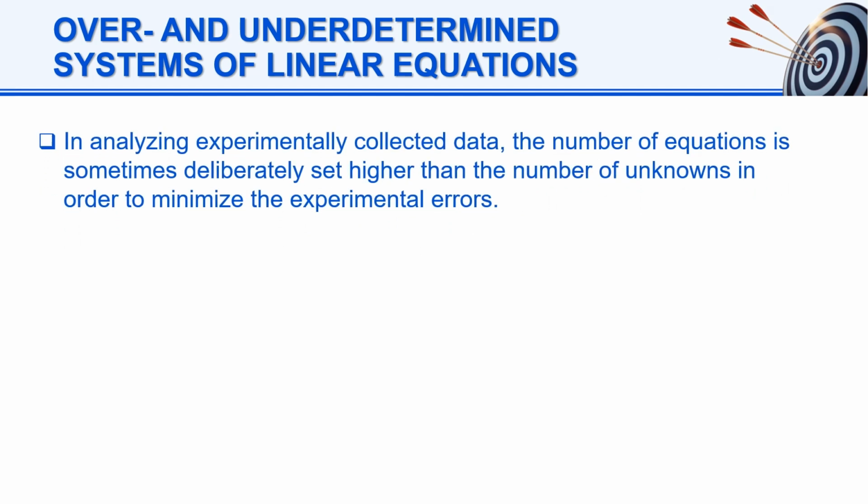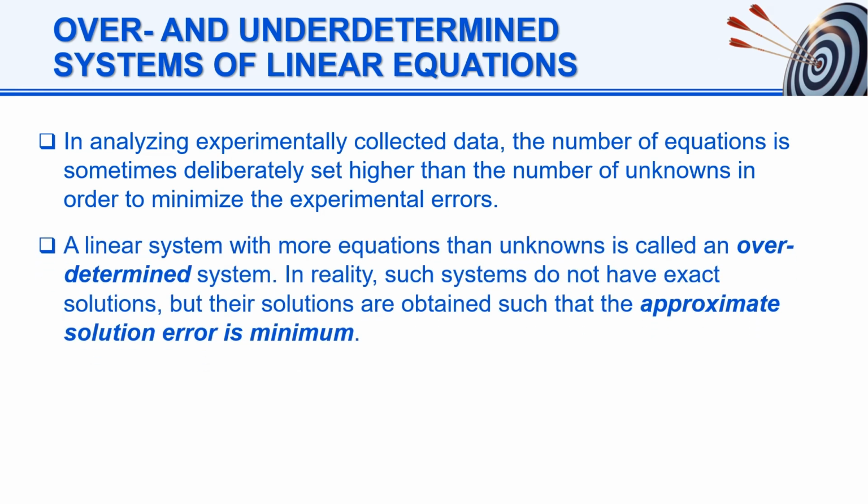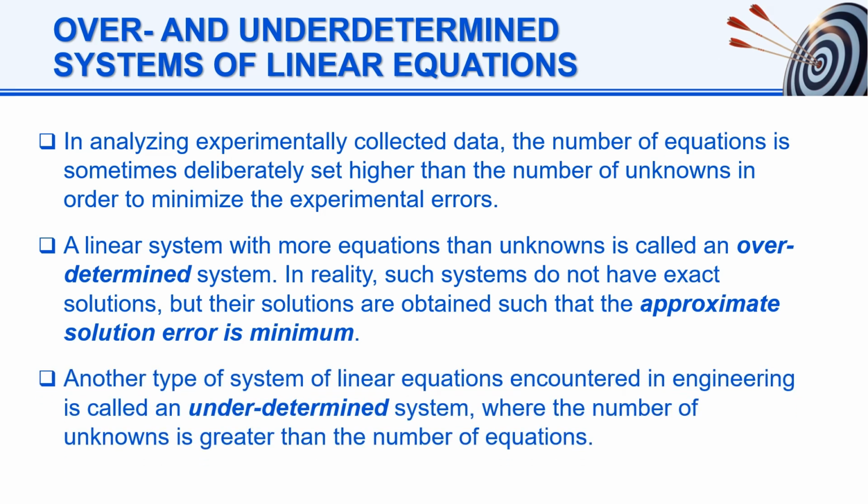In analyzing experimentally collected data, the number of equations is sometimes deliberately set higher than the number of unknowns in order to minimize the experimental errors. A linear system with more equations than unknowns is called an overdetermined system. In reality, such systems do not have exact solutions, but their solutions are obtained such that the approximate solution error is minimum. Another type of system of linear equations encountered in engineering is called an underdetermined system, where the number of unknowns is greater than the number of equations.